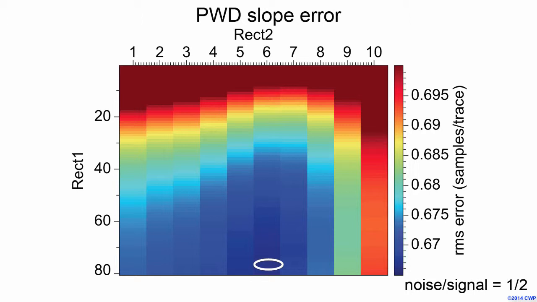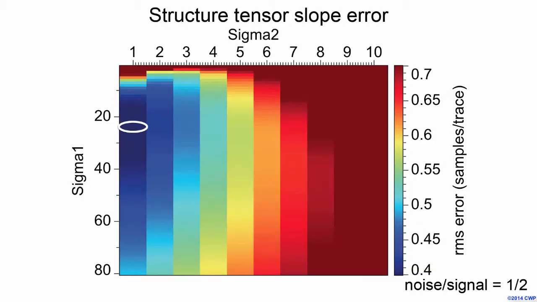For the plane wave destruction filter method, the optimal rect1 value is 76, highlighted by the white oval, and the rect2 value is equal to 6. I'd also like to note that I computed this image for a noise to signal ratio equal to 1/2. Similarly, I compute the same image for sigma 1 and sigma 2, also highlighted by the white oval, and we see that the optimal parameters are different: sigma 1 being 24 and sigma 2 being 1.